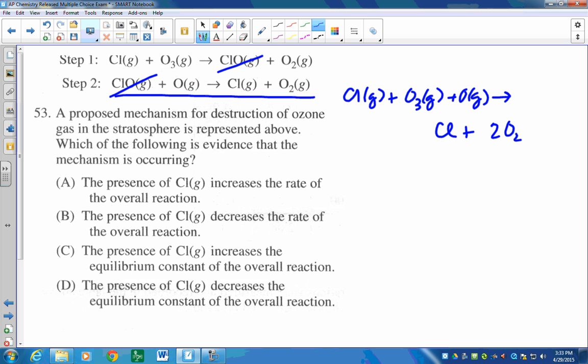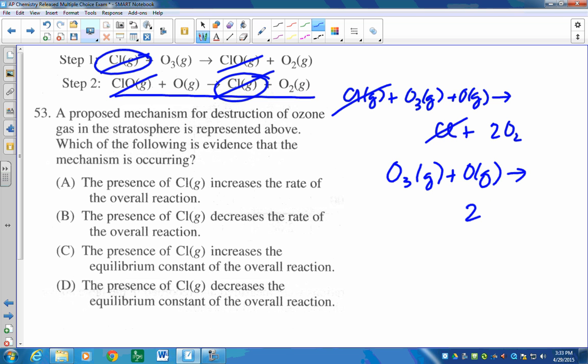Now, if you add chlorine, ooh, interesting. Oh, these also cancel. These also cancel. I'm an idiot. This is then a catalyst because it's there in the beginning, and this is an intermediate. And so we end up with O3 gas plus O gas goes to 2O2 gas, which is balanced.